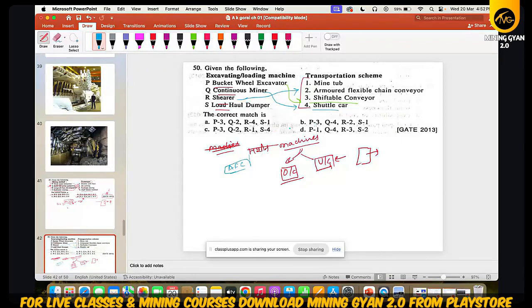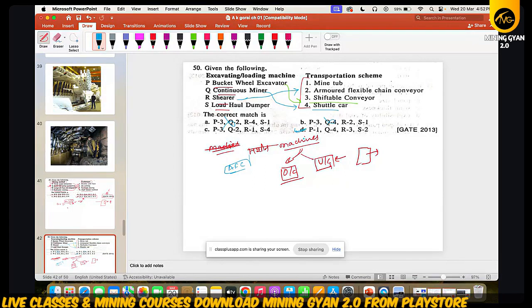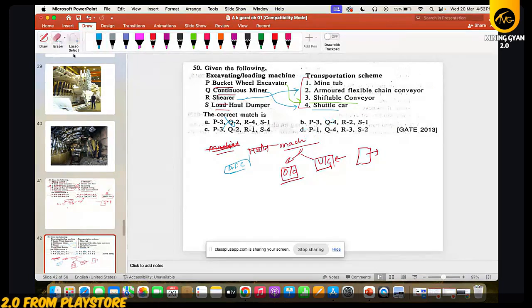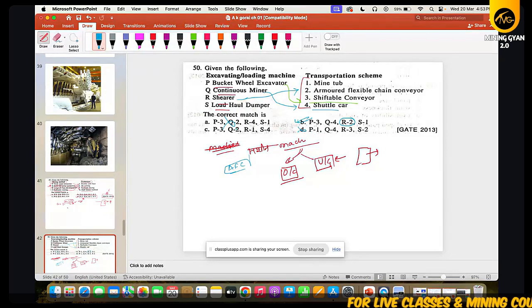So from this, R3 will eliminate all your answers. It will give you only one option, R2, which means option B.